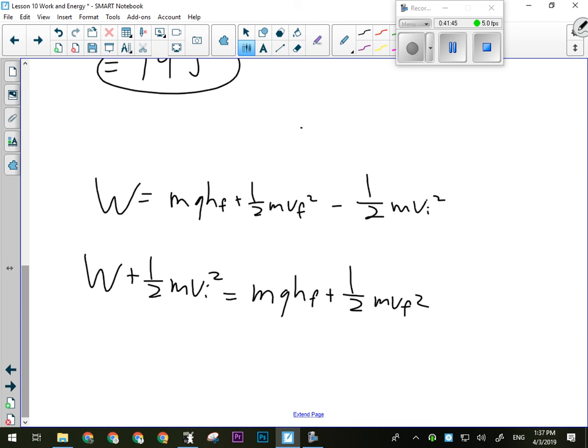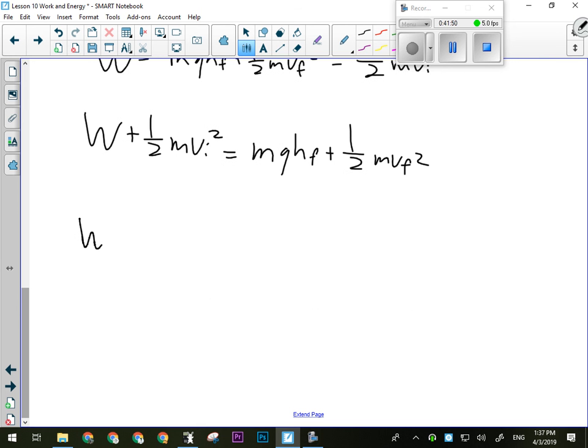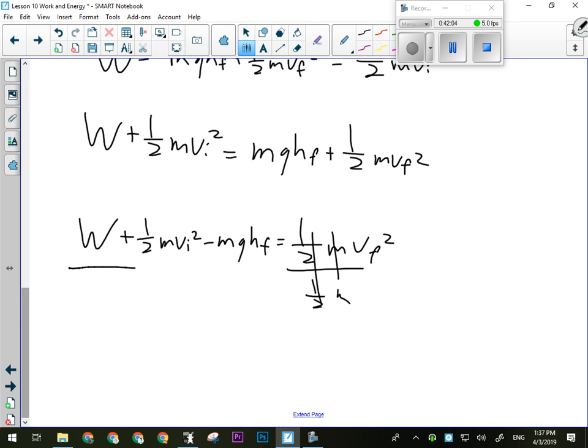I still want to get VF by itself. What can I do with MGHF? Subtract it over to the other side. So I'm going to have work plus 1/2 MVI squared minus MGHF equals 1/2 MVF squared. Then divide both sides by half of M. There's a lot of moving around for sure, but it's nothing you guys haven't done before. Just algebra. It takes a while, and you've got to think it through a little bit, but definitely possible. You guys can do that.